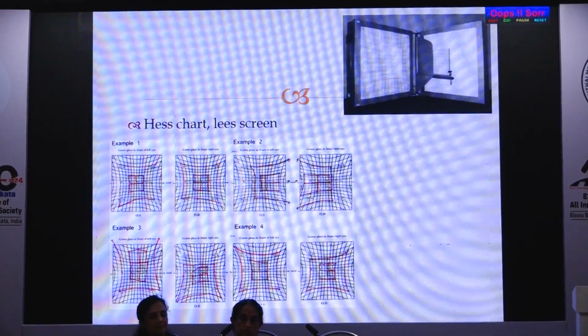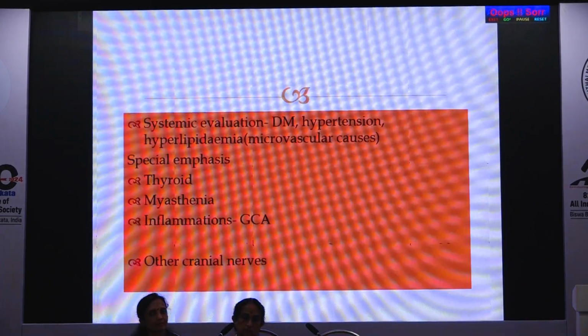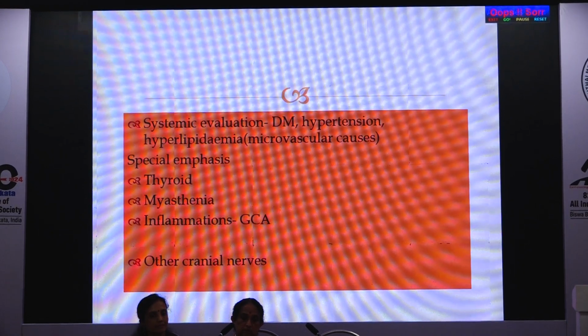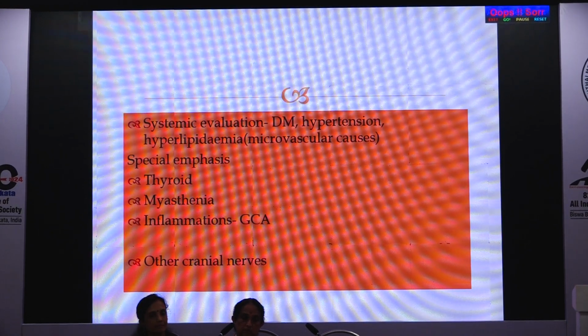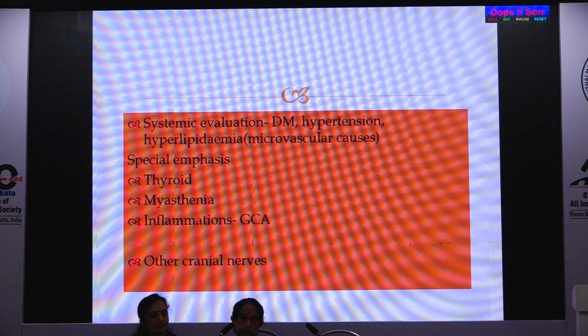The Hess chart and Lees screen we are not using much nowadays, but they are helpful for documentation. And systemic evaluation is extremely important. If you have diabetes, hypertension, etc., you have to rule these out, and look at lid changes, thyroid association which can cause incomitant strabismus, incomitant double vision, myasthenia, inflammations, and other cranial nerve examination.